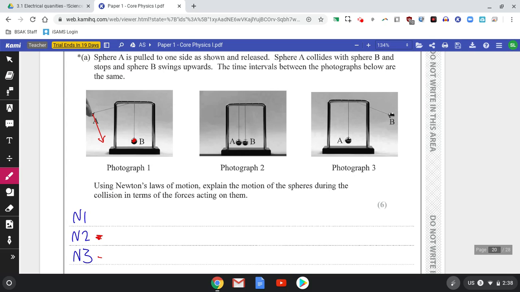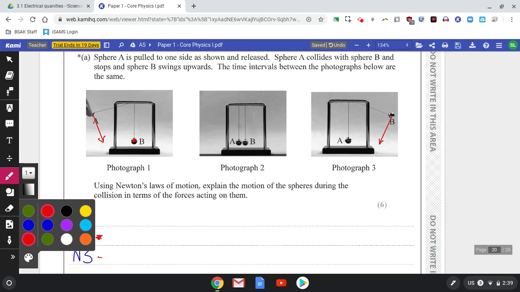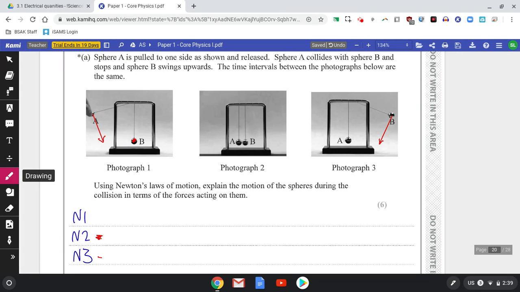Just like we've got the accelerator, the component of weight that's parallel to the direction of motion, we've got a component of weight here that's going to be decelerating B, can't we? We can talk about that one. There's always going to be, as B is rising up, a component of B's weight that's going to be decelerating it. So there we have again N2 being applied.